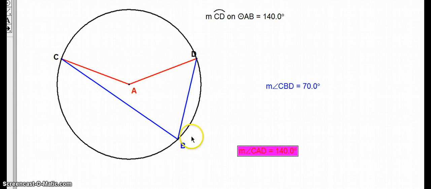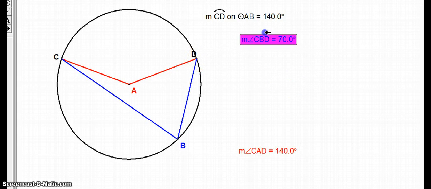Versus, let's compare CBD to its intercepted arc. So CAD was the central angle, CBD is the inscribed angle because its vertex is on the circumference, not in the middle. But its intercepted arc is the same. So CBD opens up to CD because the endpoints of CBD are C and D. Now if I compare those two, are they the same? So the measure of CBD, or this angle here, is 70, but the measure of the arc CD is 140.